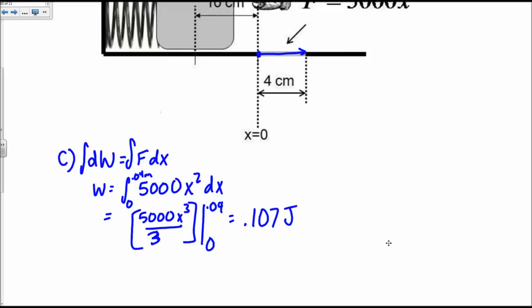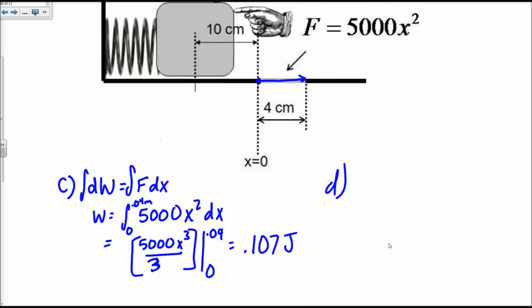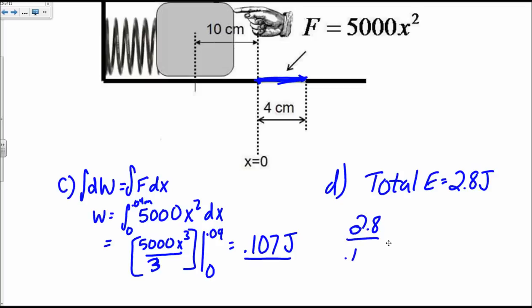joules. All right. Now, in part D, I want to know how many times it's going to go back and forth. Each time it goes across this little patch of friction, it loses this amount of energy, 0.107 joules. So to find the total number of times is fairly simple. I know that the total energy, as we found before, equals 2.8 joules. So I just want to know how many times it's going to go until it loses all of that energy. So I say 2.8 divided by 0.107, and that's equal to 26.2.